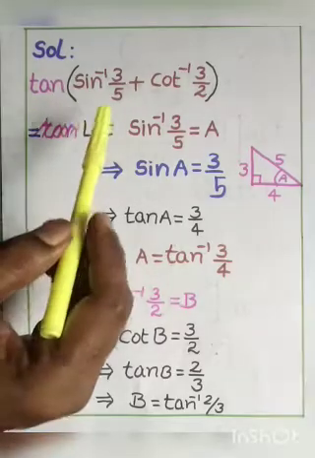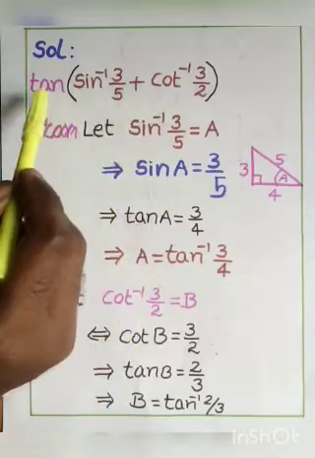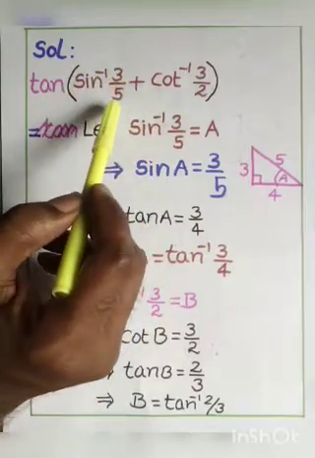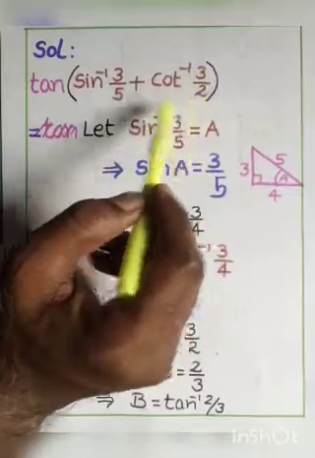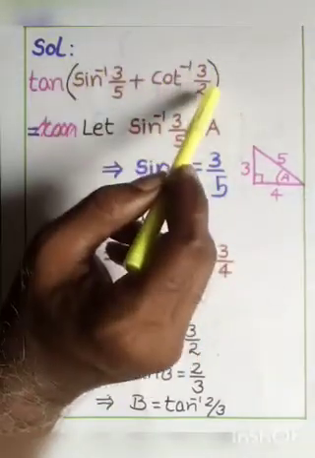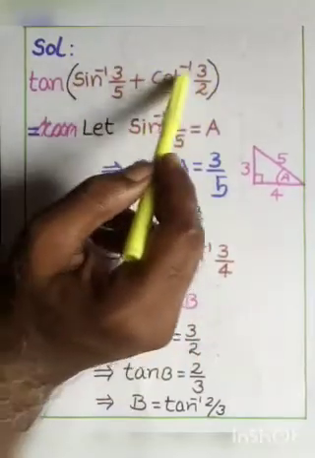Now let us take the given function. What is the given function? Tan of sine inverse 3 by 5 plus cot inverse 3 by 2. This is the given function. In this function, let us find these two values separately.